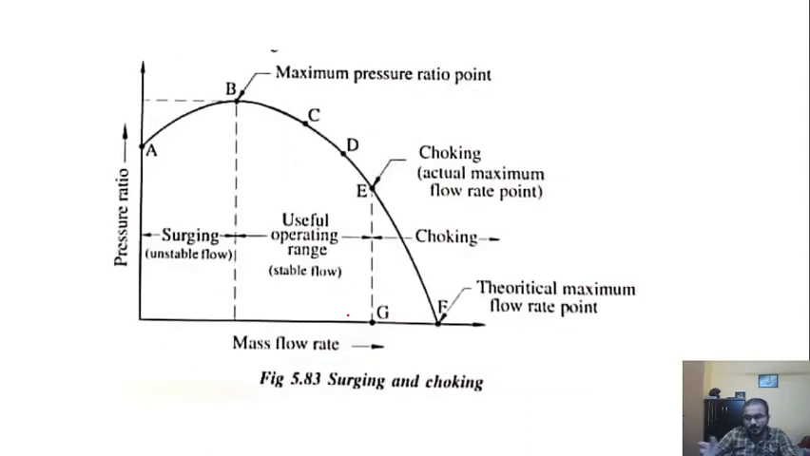Now let's move forward to our next topic, that is surging and choking. So first we are going to discuss surging. First of all, let us understand this graph. This graph is about pressure ratio on the y-axis and mass flow rate on the x-axis. And here we will begin with point number D to understand this.